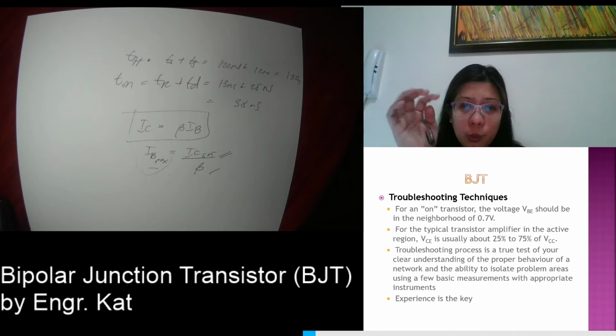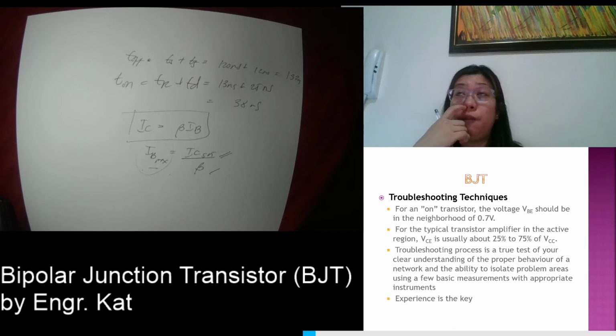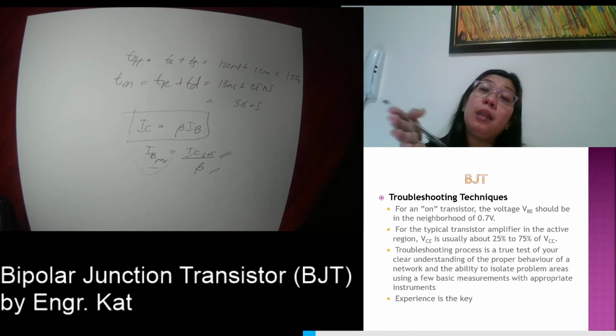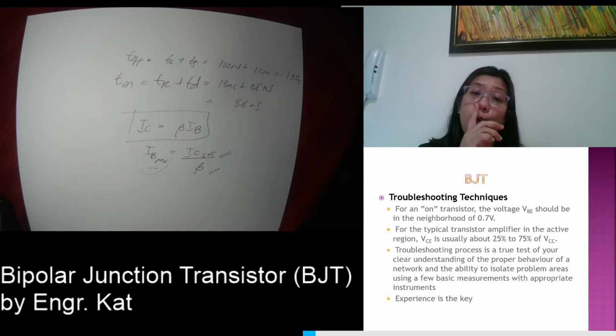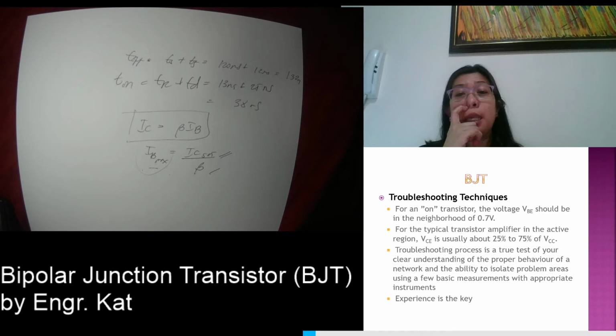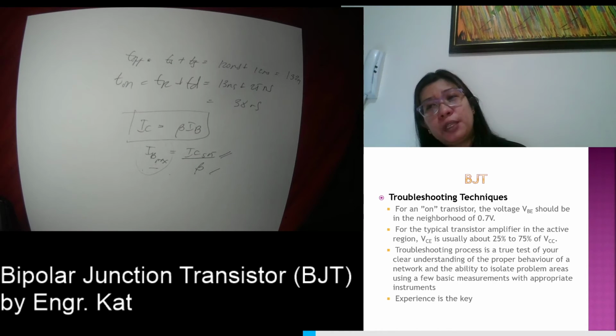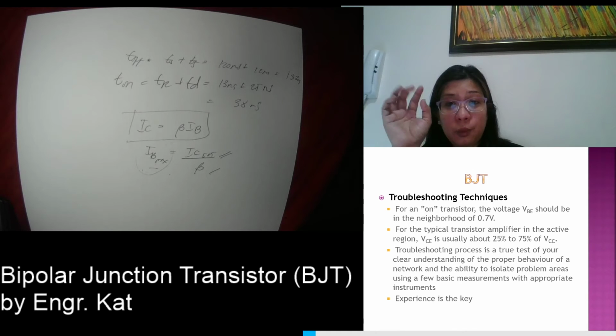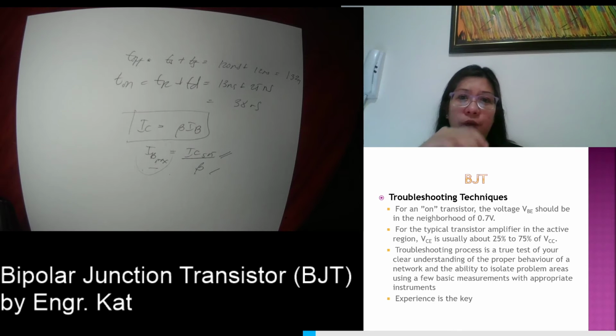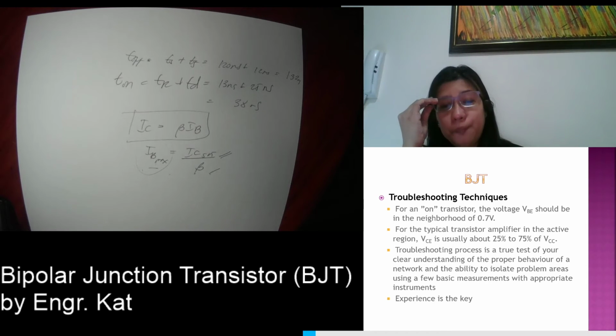If it is below 25% of your VCC, it is nearing the cut-off region already, so you have to consider that. Or if it is more than 75% of your VCC, it is nearing saturation already. So for us to be assured that it is still within the active region, your VCE must be within 25 to 75% of your VCC.